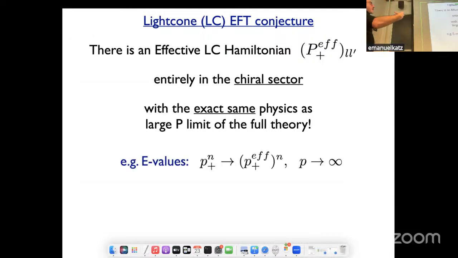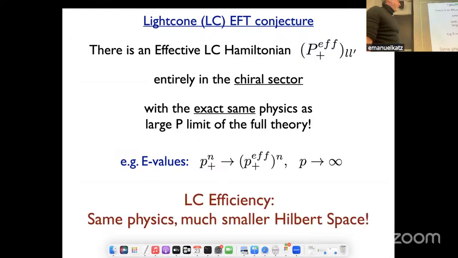And so the eigenvalues of the full light cone Hamiltonian become just the eigenvalues of this effective Hamiltonian. And if someone gives you this effective light cone Hamiltonian as a gift, that's already a huge efficiency, because the claim is that you can find the exact same physics, but instead of having a Hilbert space that has both left and right movers, you have a Hilbert space that is exponentially smaller, right? It has only, let's say, left movers.